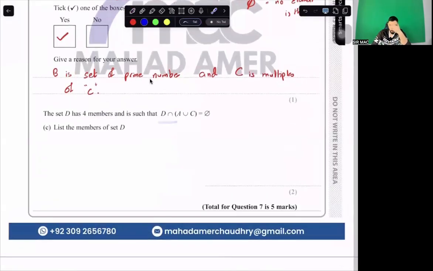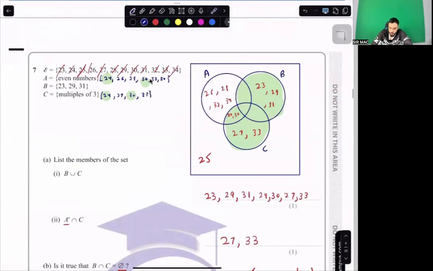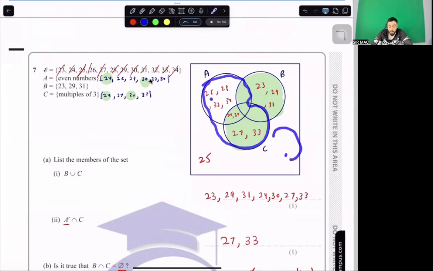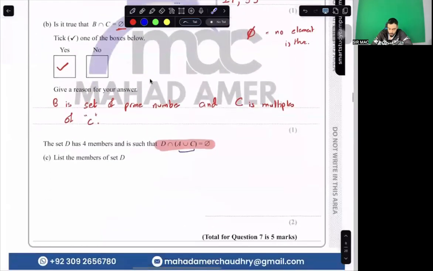D, okay, A union C and D in common is a null set. That's crazy. They're saying that A union C and D have nothing in common. That means none of the elements over here can be in D. Okay, list the members of set D.